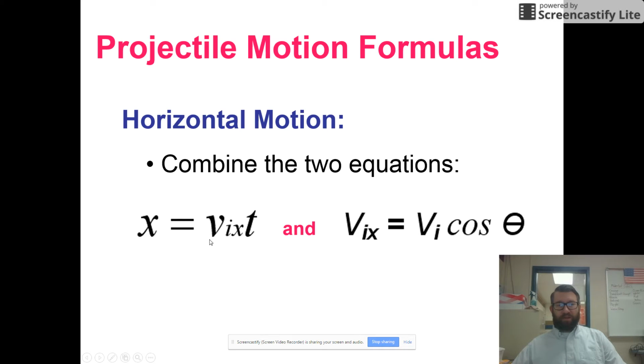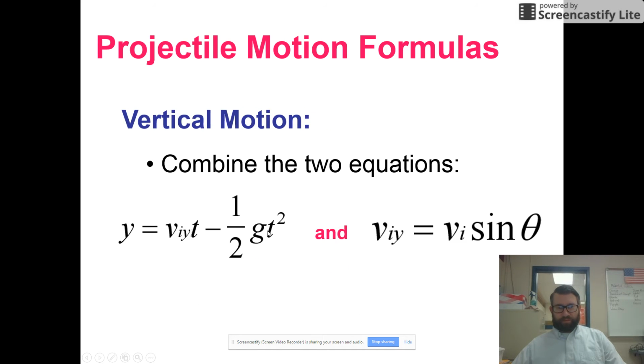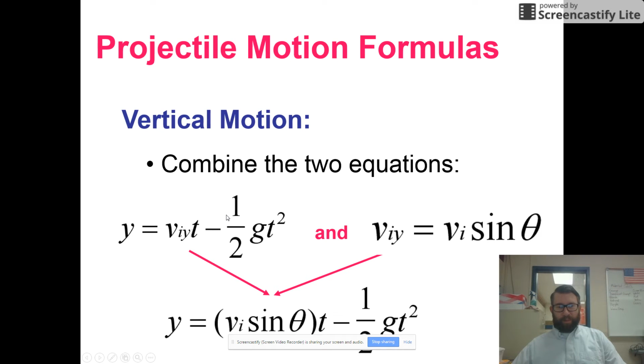So when we combine the two equations, x equals VIX times t, and VIX equals VI cosine of theta, we get x equals VI cosine theta in parentheses times time. And we combine the two equations for the vertical motion, and we get y equals VI sine theta times time minus 1/2 g times time squared.